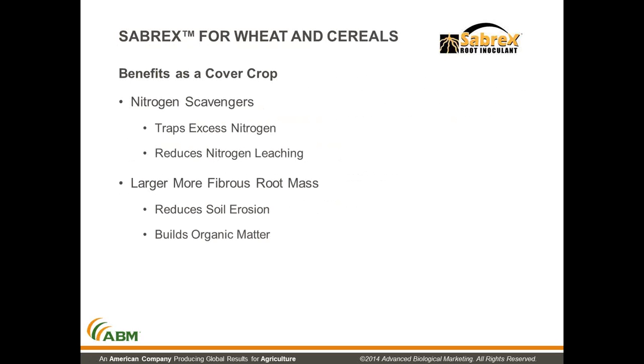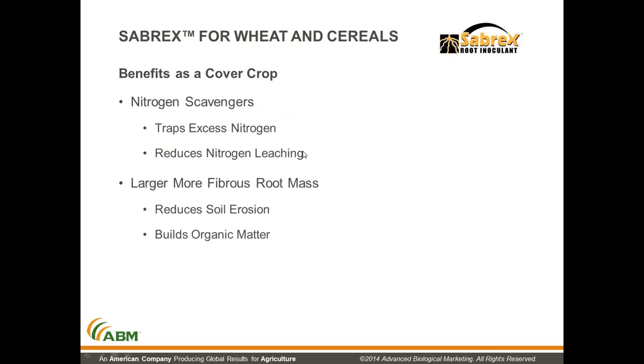So basically, by using Sabrex for wheat and cereals, either as a crop or as a cover crop, it just amplifies what a grower's already trying to do. And again, larger, more fibrous root mass helps to reduce soil erosion and builds organic matter, which again just amplifies what the grower's already trying to do.